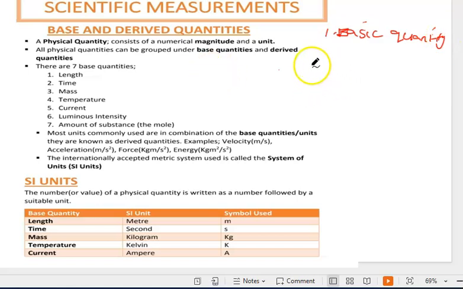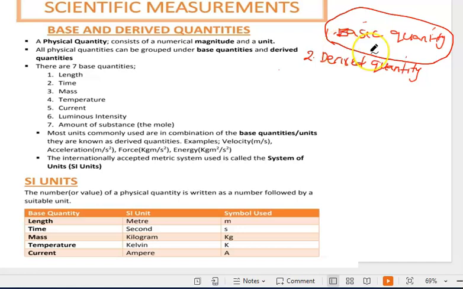So number one, we have the basic quantity. Then number two, we have the derived quantity. These quantities, the base quantity and the derived quantity, are all physical quantities, but they are different quantities. Why do I say so? Let's differentiate these two quantities.